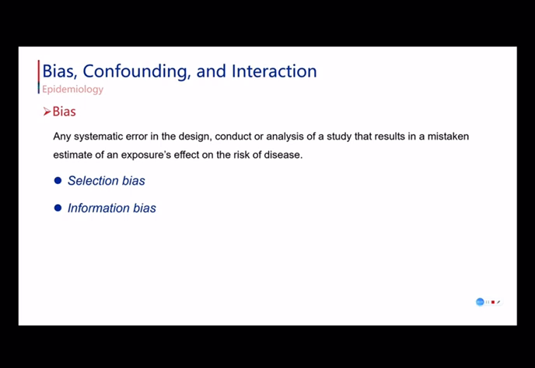Bias has been defined as any systematic error in the design, conduct, or analysis of a study that results in a mistaken estimate of an exposure's effect on the risk of disease. Bias mainly includes selection bias and information bias.